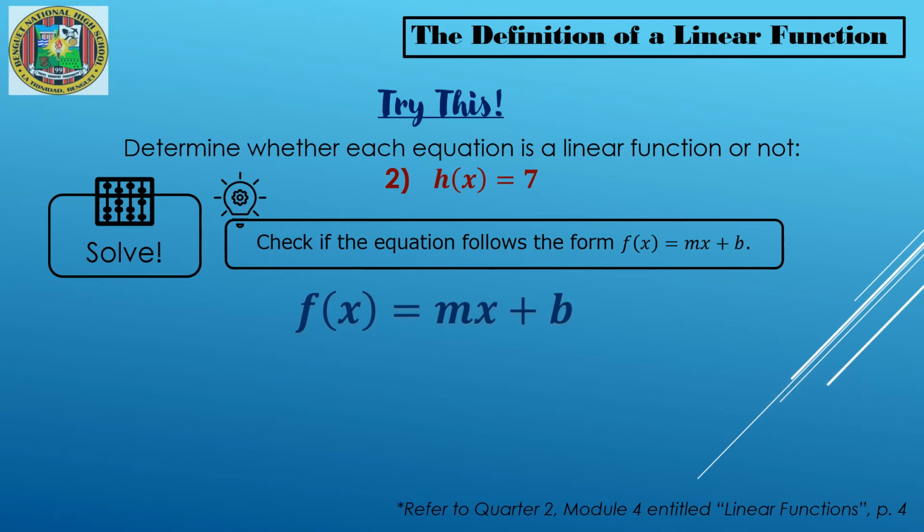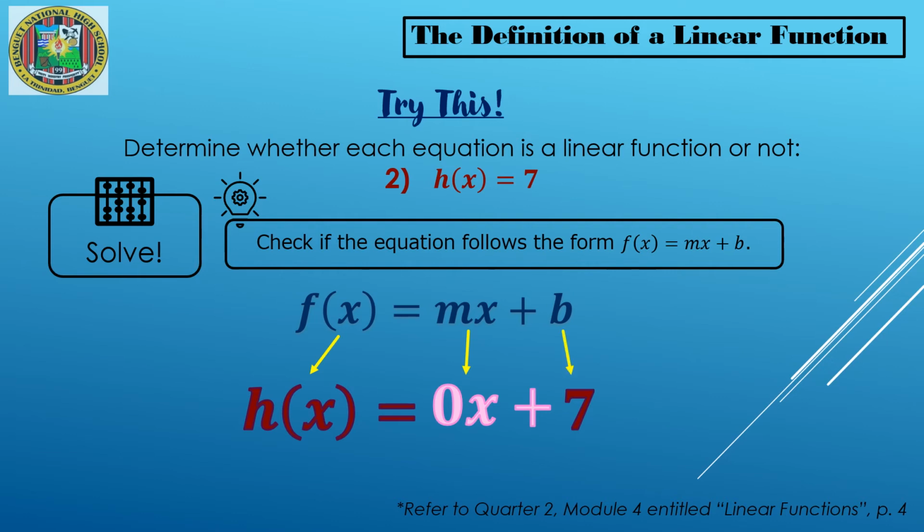Next, we check h(x) = 7. The equation begins with the notation or symbol h(x). The equation may not have an expression to match mx in our pattern, but we can fill that in with 0x, which does not change the equation since 0 times x is still 0. Finally, we have the value of b, which is 7.